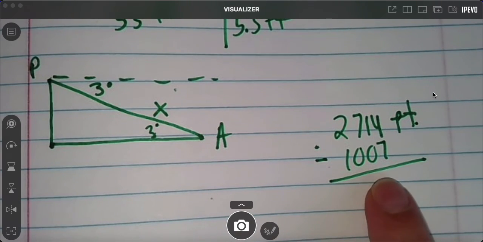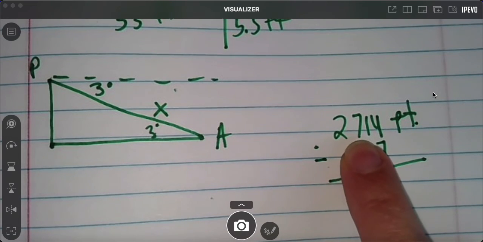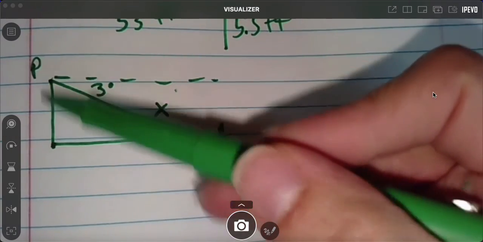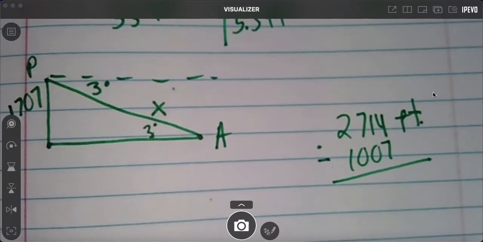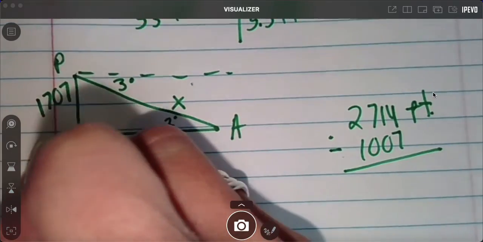So the airport is 1,007 feet above sea level, and here's where the plane is above sea level. So to find their distance, what do we do? Subtract. That would tell you what this height is going to be. So I've got it right here, 1,707 feet. How do I find X? How do I find how far that plane's going to have to go to the airport? It's either sine, cosine, or tangent. Sine of 3, because that's my angle.